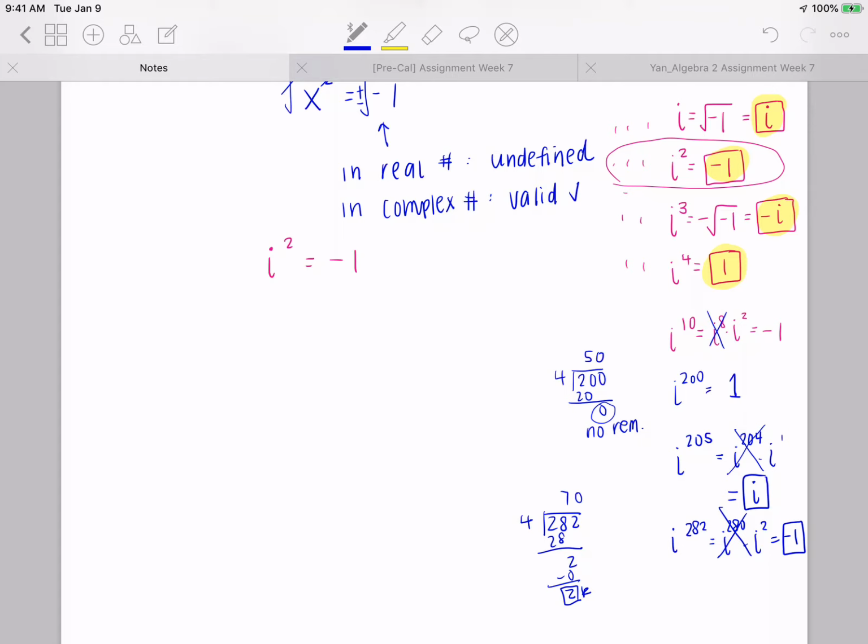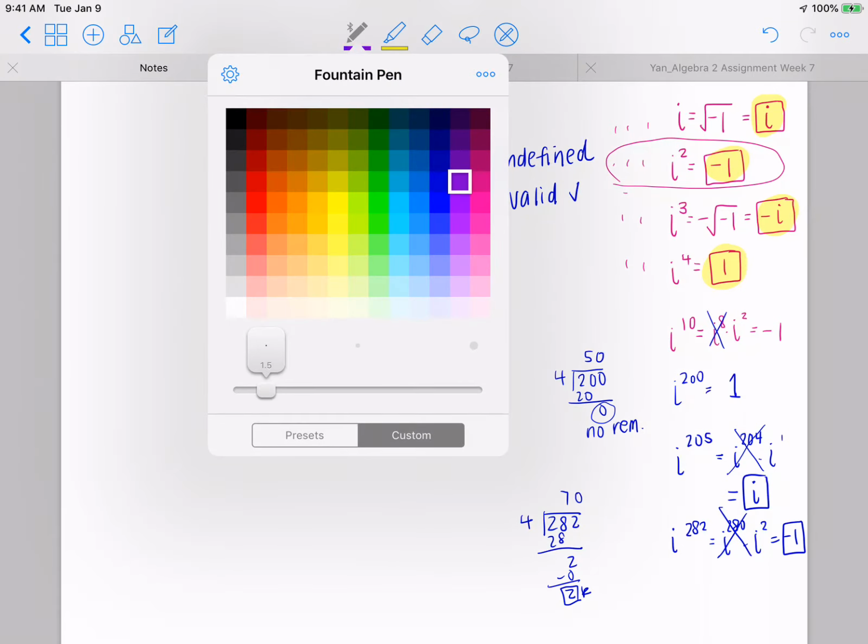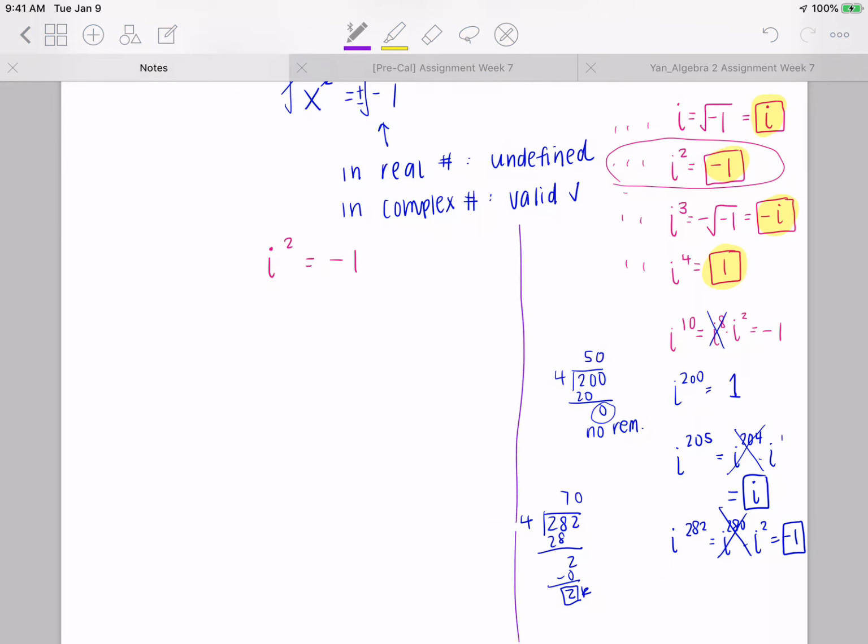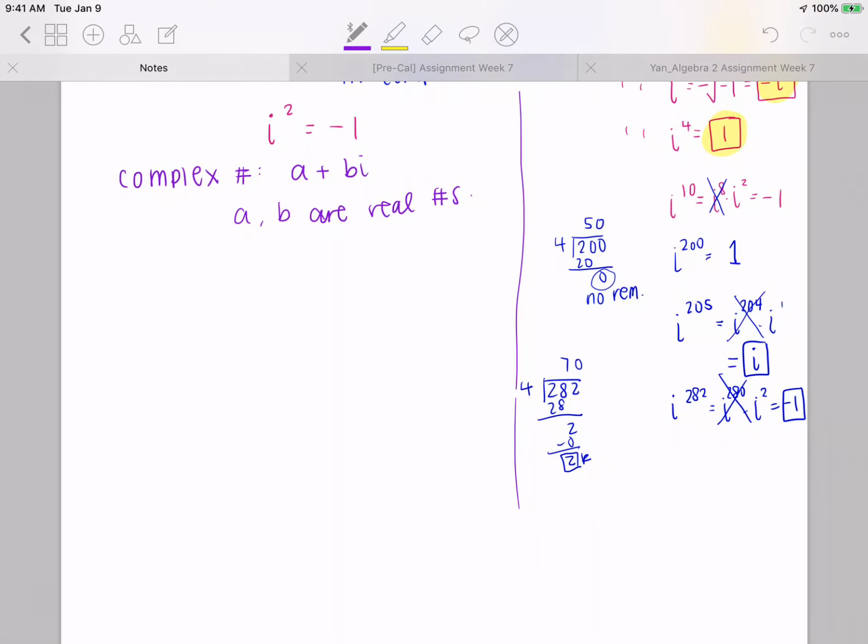Now let's go back to writing complex numbers. We usually write them as a plus bi, where a and b are real numbers. Okay, I will write some examples later to show you what is meant by complex numbers. But let's first talk about some rules. Let's talk about addition and subtraction of complex numbers.